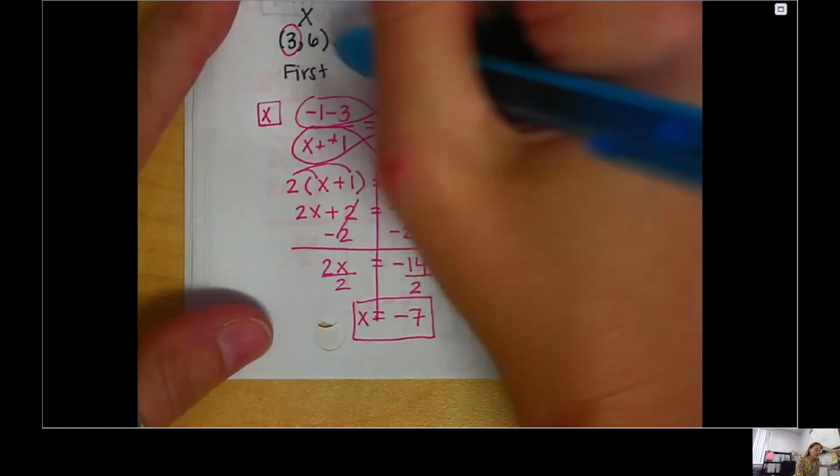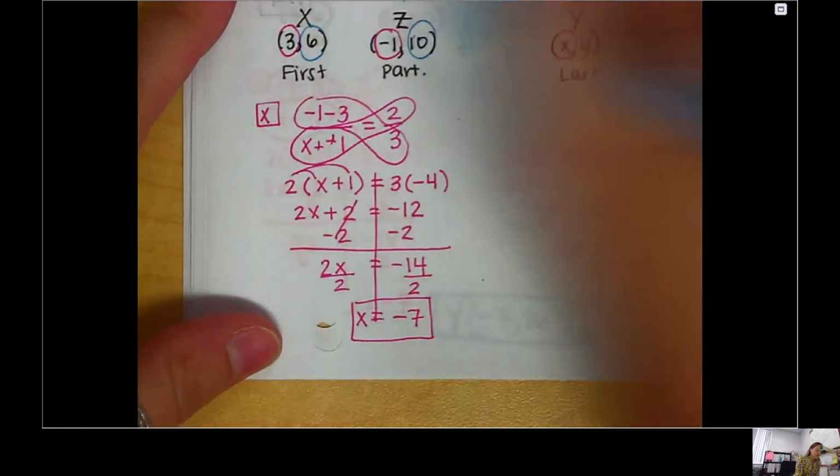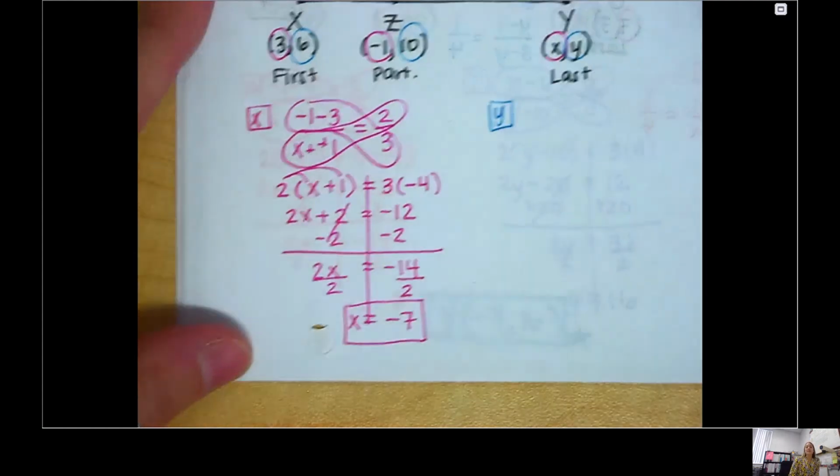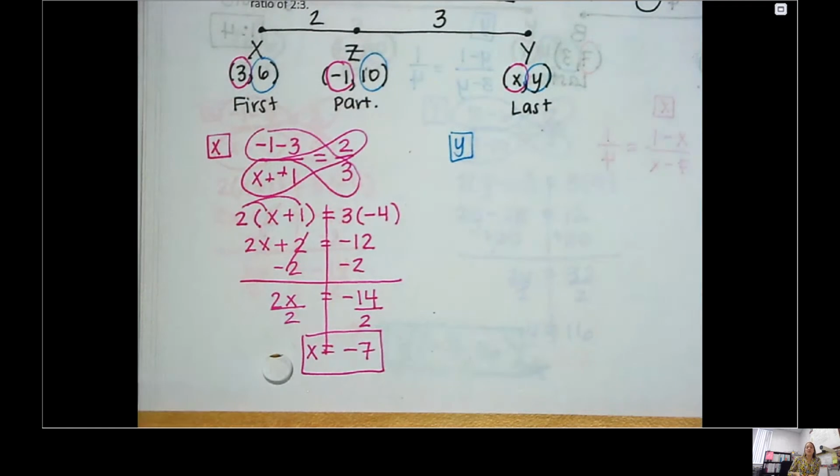All right, let's quickly do the y's. Who can set up the y's? Partition point minus the first over last minus partition. I'm going to call somebody else because you've been answering all day, Zarian. Go ahead, quickly. So you said partition minus first? Yep. Okay, so 10 minus 6.